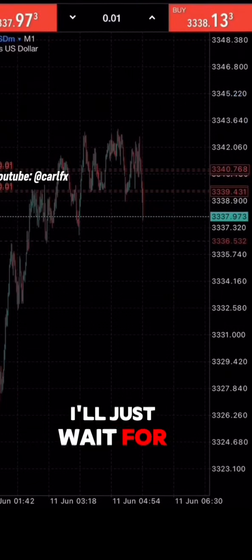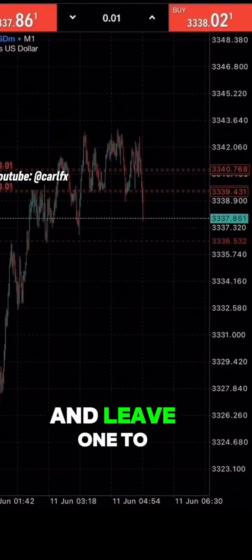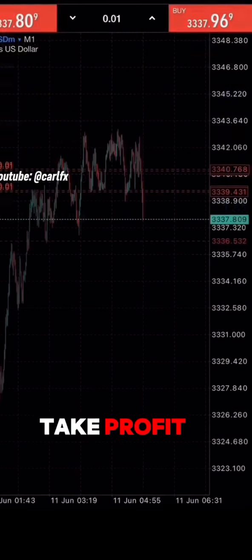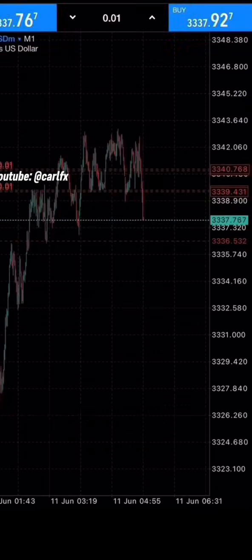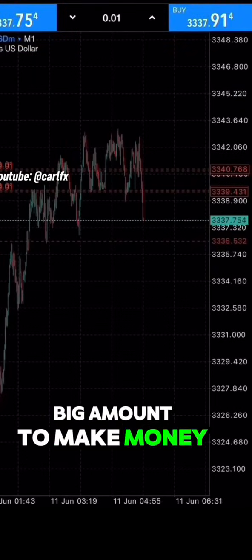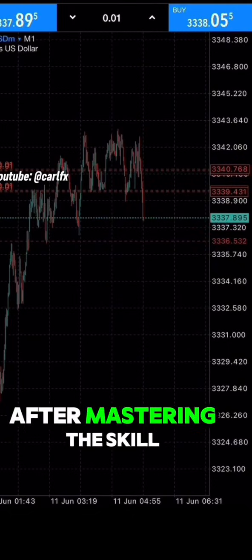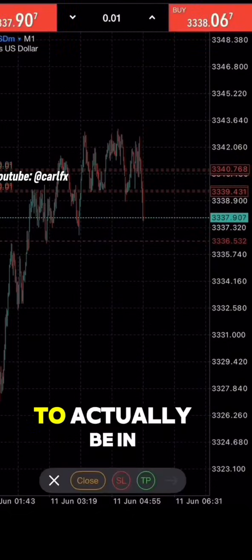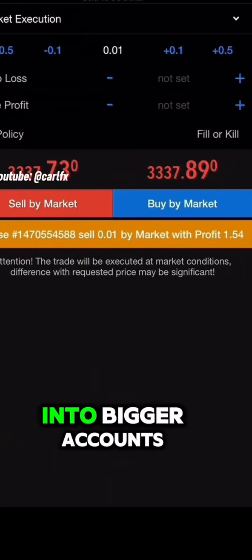So right now I'll just wait for the market to go to maybe $10. Then I'll close some of the positions and leave one to actually hit the full take profit. At the same time, I'm here to prove to you guys that it's actually possible to make money from small accounts. You don't need a big amount to make money. If you just master the skill, when you now know where the market is going, after mastering the skill, it's very possible to actually be in a position where you can grow small accounts like this into bigger accounts.